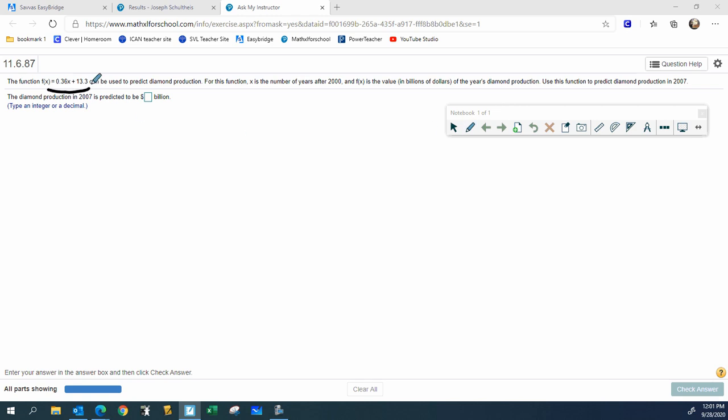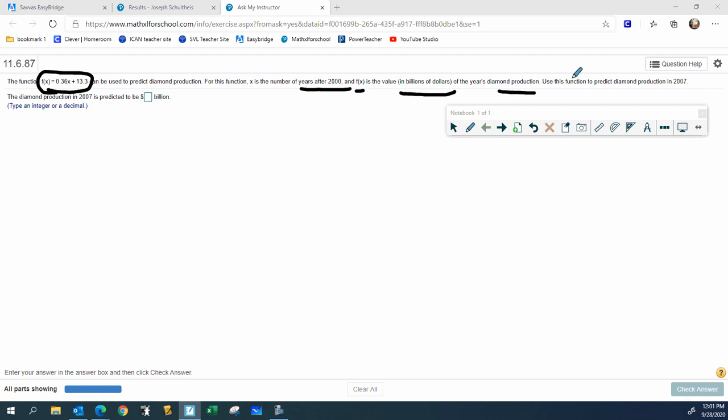Hopefully, we have this function right here that can be used to predict diamond production. Okay, so for this function, x is the number of years after 2000, and f of x, that's the output, is the value in billions of dollars of the year's diamond production.